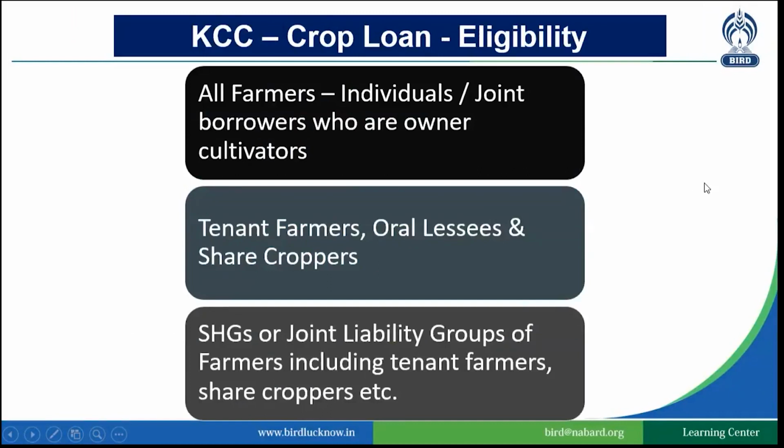First of all, eligibility for KCC crop loan: all farmers, whether they are individual, joint borrowers, who are owners, owner cultivators, or tenant farmers, or oral lessees and sharecroppers, or even self-help groups, joint liability groups of farmers, including tenant farmers and sharecroppers, are eligible as per Reserve Bank of India guidelines.